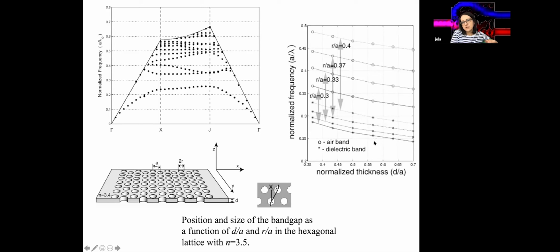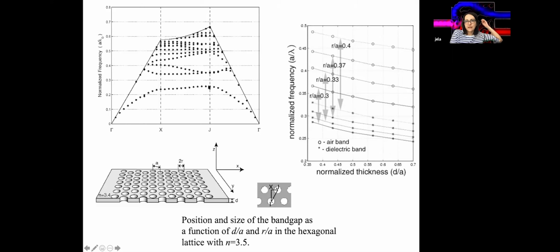For this range of D over A, the band gap size is not really changing dramatically, right? But what is changing is that the whole band gap frequency goes down as you're making the slab thicker. Does that make sense? Why is the band gap in frequency going down?